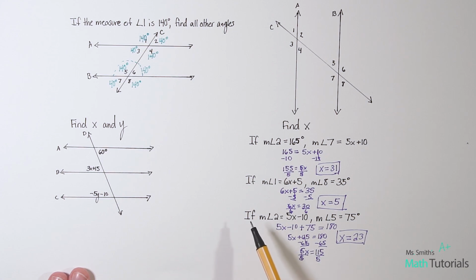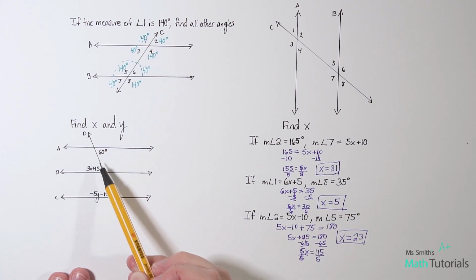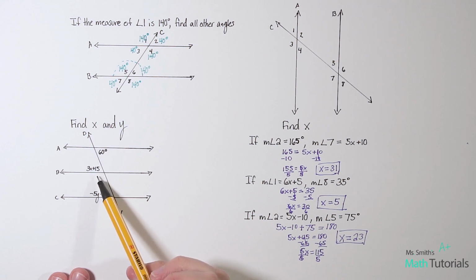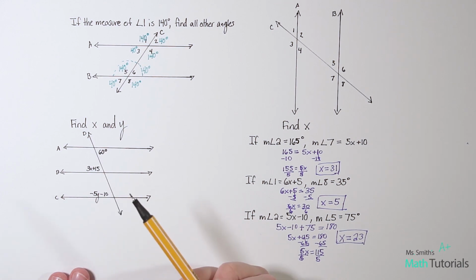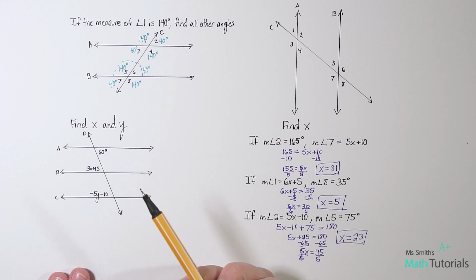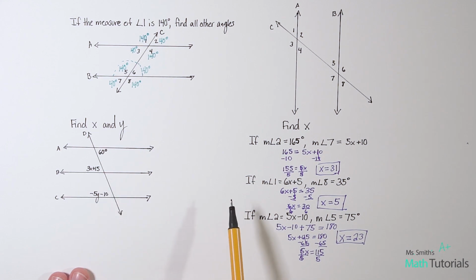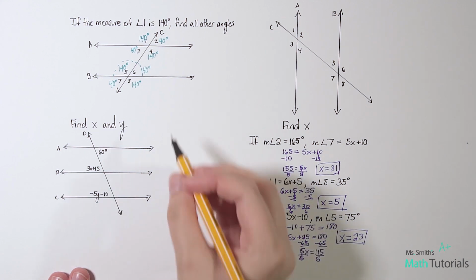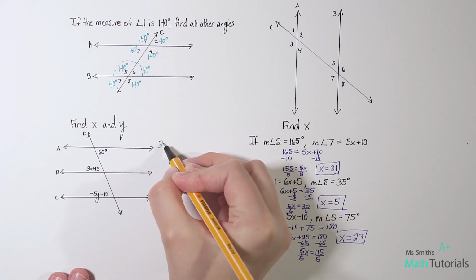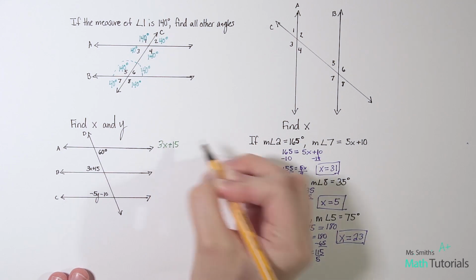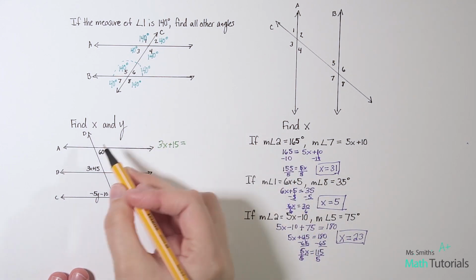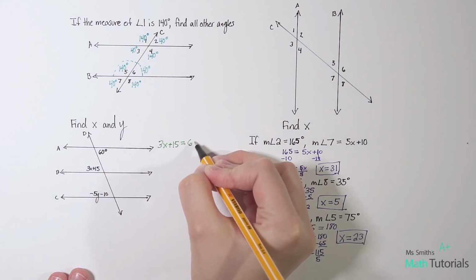And hopefully you're thinking, well, they're on the inside of these two parallel lines, and they're on opposite sides of the transversal. So that's got to be alternate interior angles. And what's the relationship between alternate interior angles? They are congruent. They're equal to each other. So I can say that one of the angles, 3x plus 15, is equal to the other angle, 60.